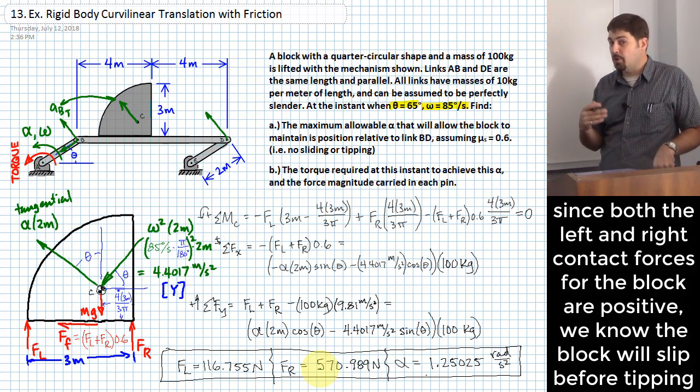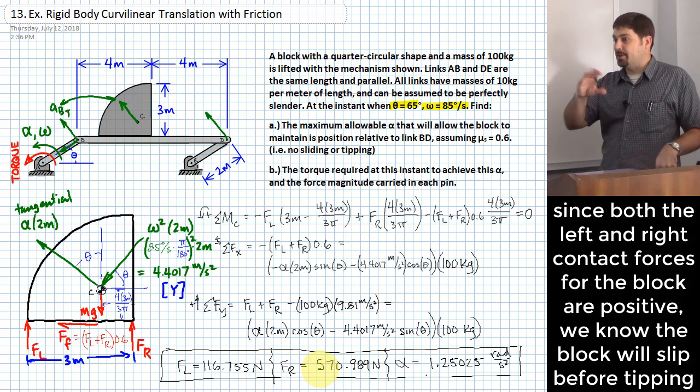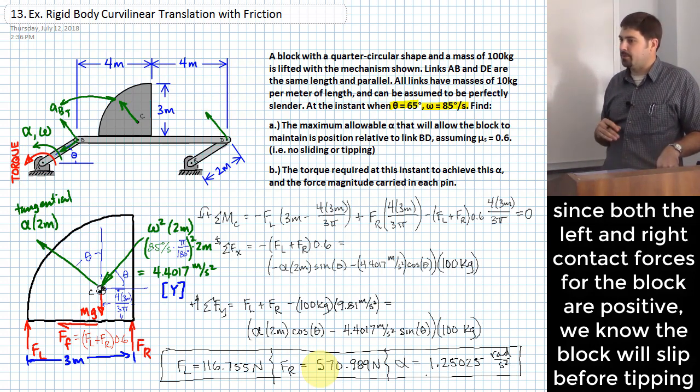Okay, the answer is no, it's not at risk of tipping because both of those values are positive. If I had done all this and one of those values had turned out to be negative, then you can probably surmise that it would not slide, it would tip instead. But they did turn out positive, so we're good. We can assume that it will slide first.